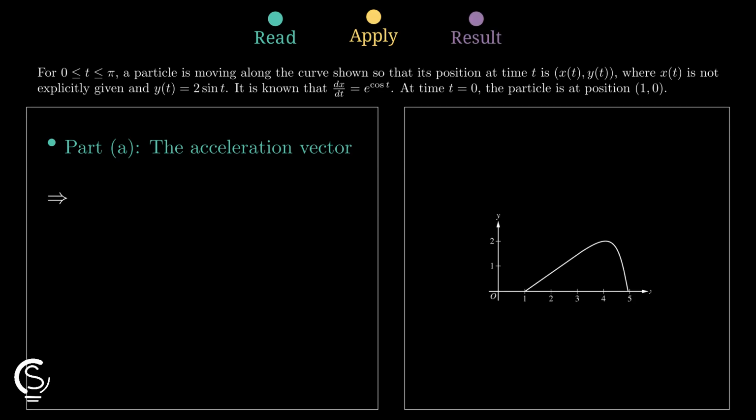Plus 4 cosine square t. Solving the equation, square root of e to the 2 cosine t plus 4 cosine square t equals 1.5 for 0 less than or equal.